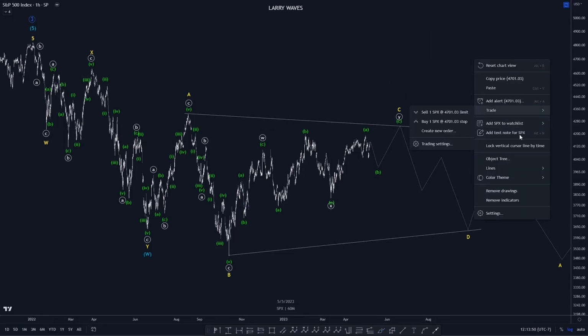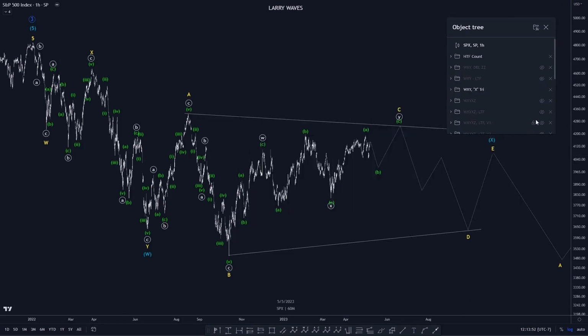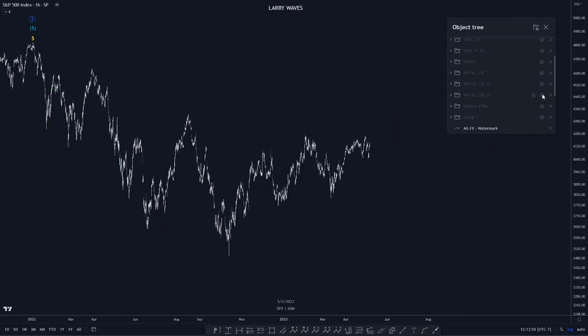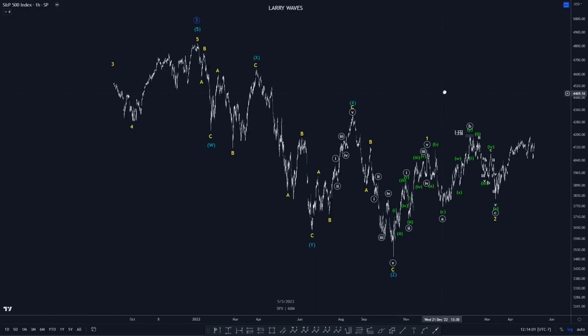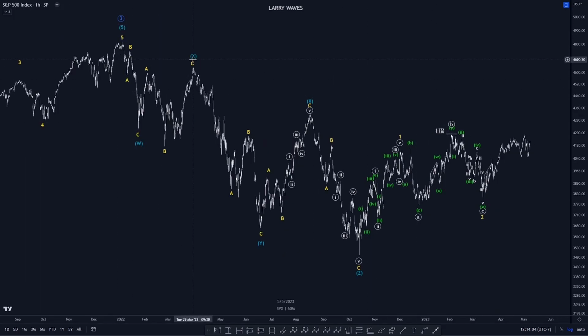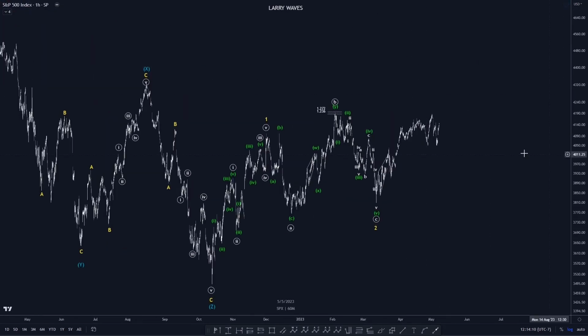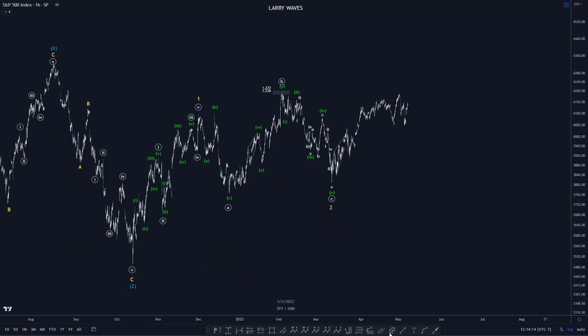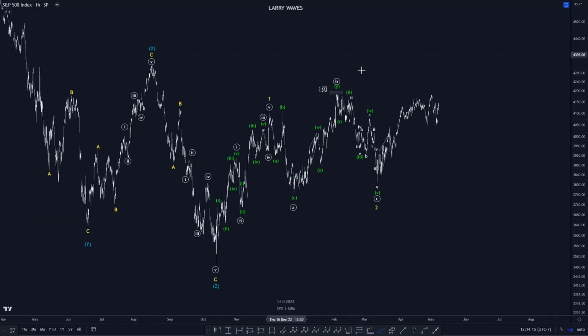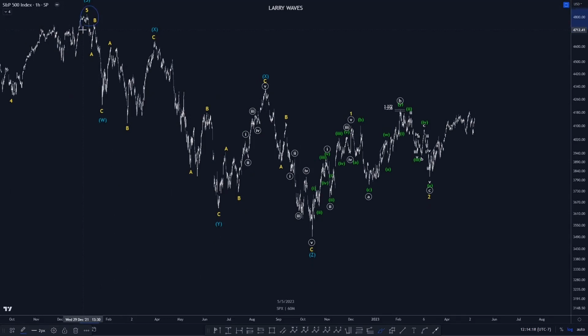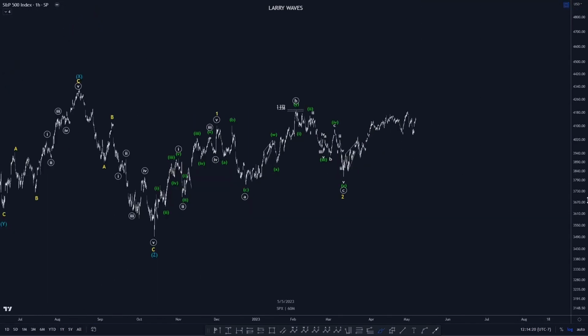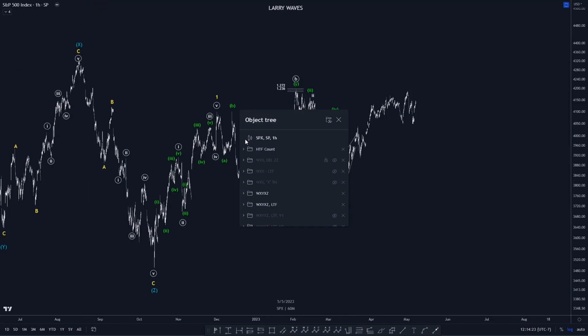So given that, we're leaning towards basically two counts, one that we have been monitoring, which is the WXYXZ. In this count, we have basically bottomed, at least for now, for the markets, and we're going to hit new highs, meaning we're going to take these highs up here at the 4800s. And there's basically two ways that I'm viewing this right now.